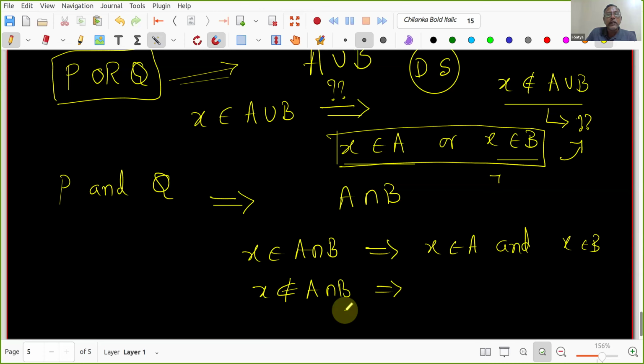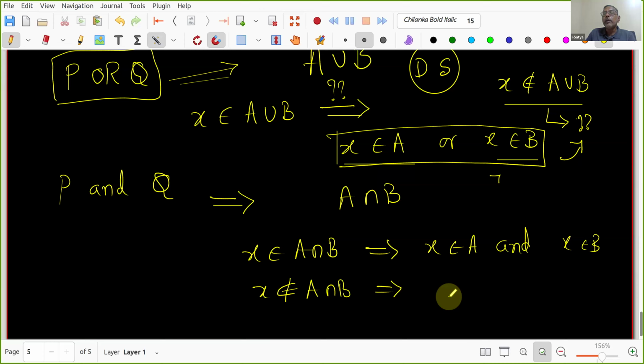What do you mean by X not in the intersection? I told that X is not in the intersection. What do you mean by that? When will it happen? X is not common in both. Okay. Fine. I'm clearing. Is anyone ready to comment on this? X does not belong to A intersection B. What is the meaning?